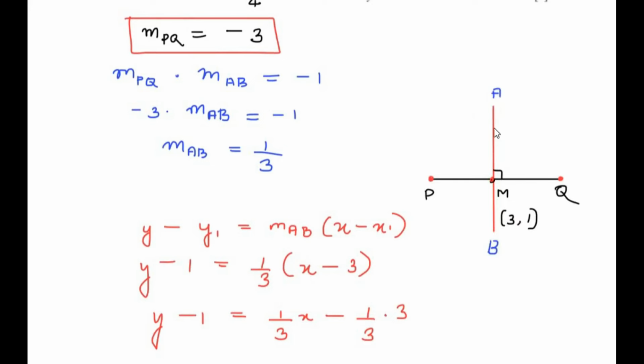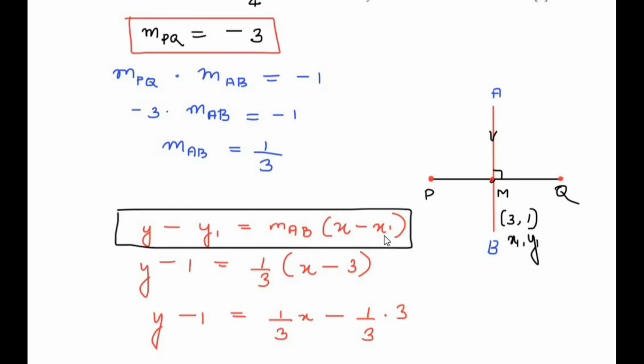Now I have redrawn this figure over here for easy reference. Since the line AB is passing through the point (3, 1), this becomes our x coordinate and this becomes our y coordinate, or x1 and y1 in this case. So y minus y1 equals m times (x minus x1). Remember, this is the formula you can use to find the equation of the straight line.